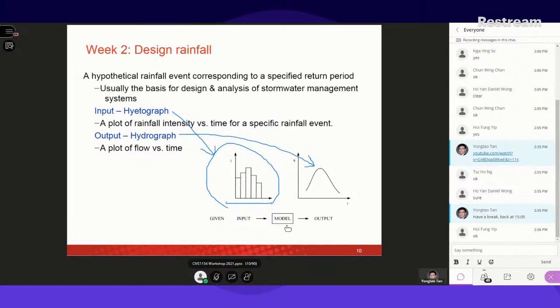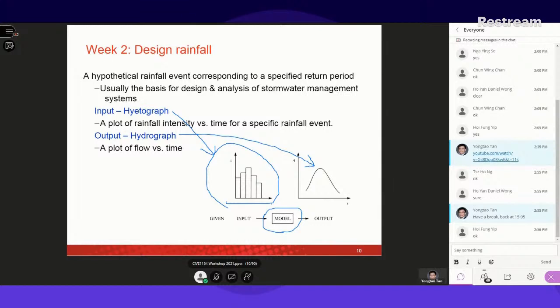What we need is to change the hyetograph to a hydrograph. This is the design rainfall event, normally a hypothetical rainfall event. How can we convert this hyetograph input to the hydrograph? Later on we will show you how. Normally you can use the time-area method, a method or a model, to convert the input hyetograph to an output hydrograph.